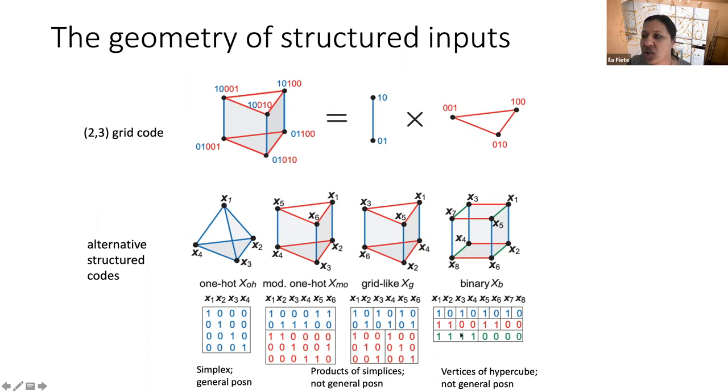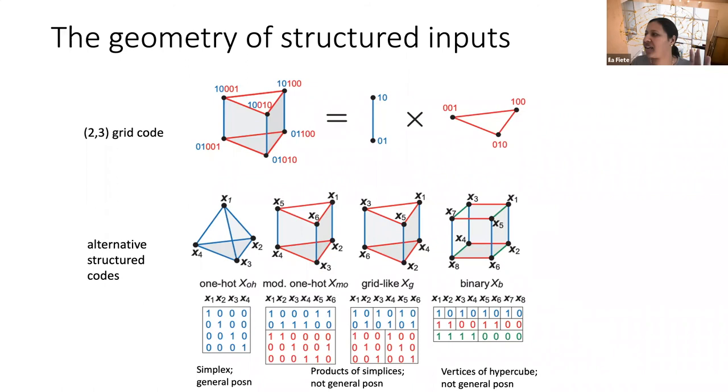And finally, we have a code which is like a binary code, where my inputs are just binary vectors. When I have these binary vectors, it turns out that these states lie on the vertices of a hypercube. And the hypercube has square faces, and we know that squares are intrinsically not linearly separable objects, right?